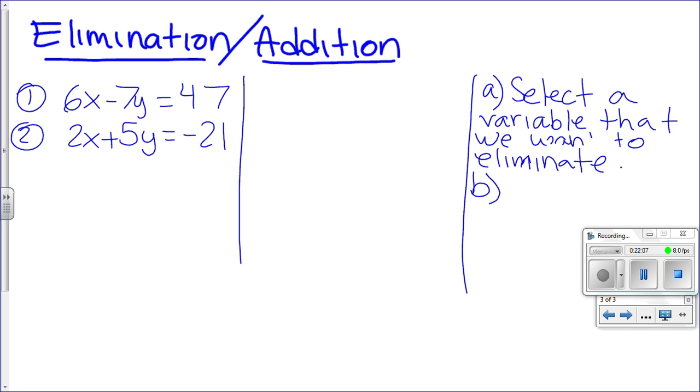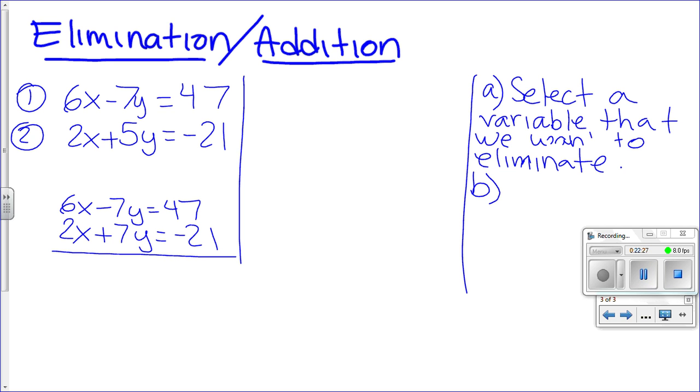If we had coefficients that were opposites, for example, don't write this down, but if you had something like 6x minus 7y is equal to 47, and then we had something like 2x plus 7y is equal to negative 21, then it will be pretty easy to eliminate. So what you do is you add equation number 1 to equation number 2, and when you do that, you know that these two are opposites, so they will go up to 0, right? So we may say they cancel or they get eliminated.